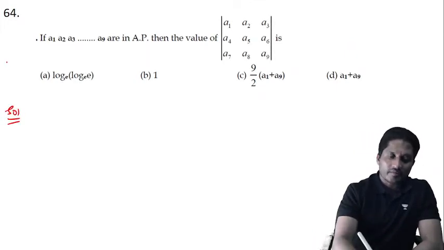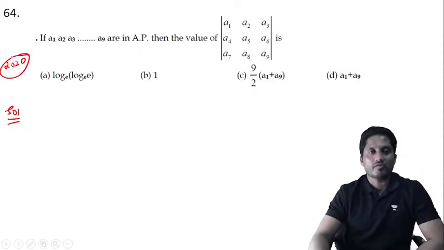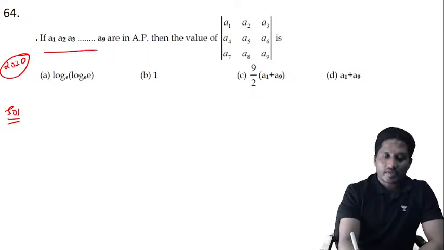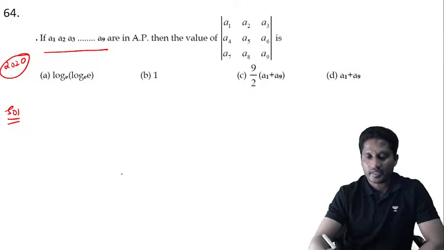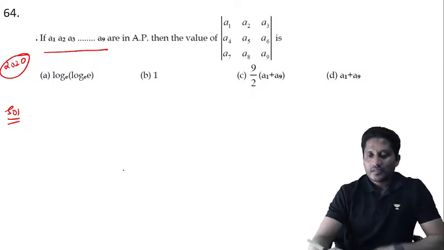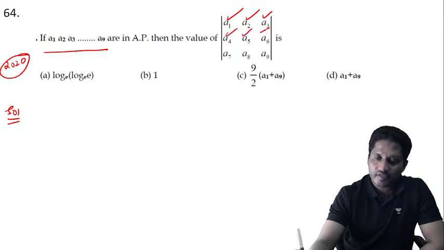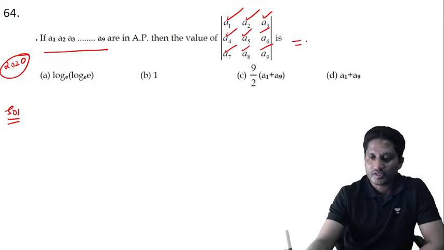This question is the 2020 question. I told you whenever the arrangement of numbers are in AP, then the value for the determinant is always 0. If it is given in the question that A1, A2, A3 up to AN is in AP, then what's the value of this determinant? Obviously, A1, A2, A3, A4, A5, A6, A7, A8, A9 all are in AP, right? So the determinant should be equal to 0.